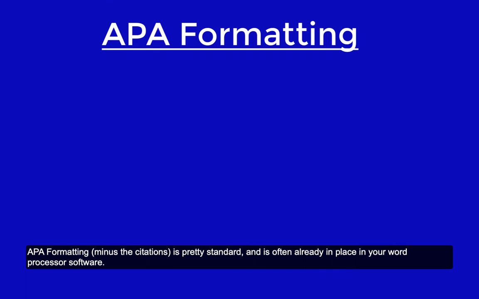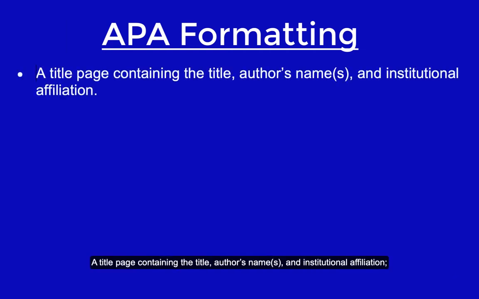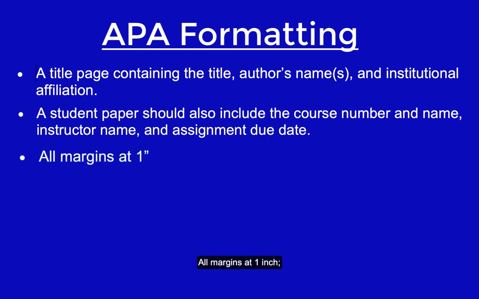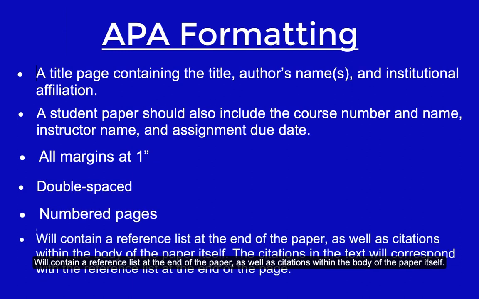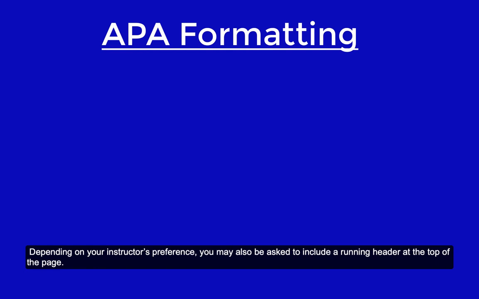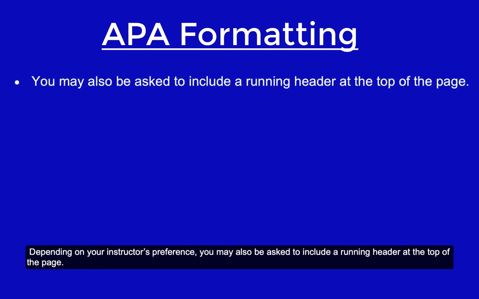APA formatting, minus the citations, is pretty standard and is often already in place in your word processing software. These include things like a title page containing the author, title, and institutional affiliation. A student paper should also include the course number and name, instructor name, and assignment due date. All margins at 1 inch, double-spaced, numbered pages, will contain a reference list at the end of the paper as well as citations within the body of the paper itself. The citations in the text will correspond with the reference list at the end of the page. And depending on your instructor's preference, you may also be asked to include a running header at the top of the page.